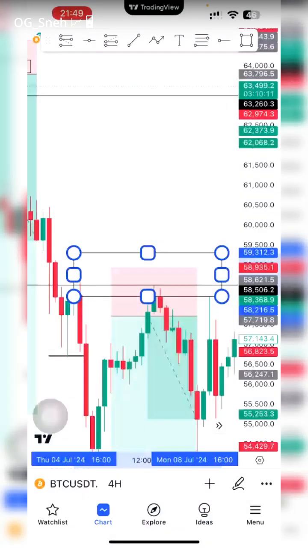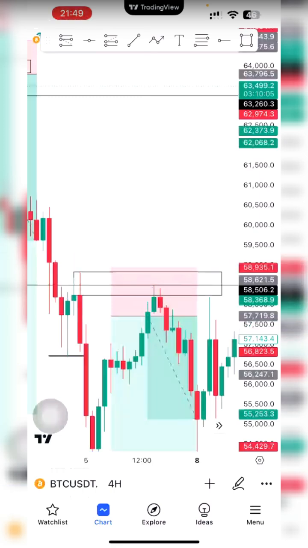What's your advisable RR? Risk to reward ratio? 1:3 is okay. 1:3. Okay.